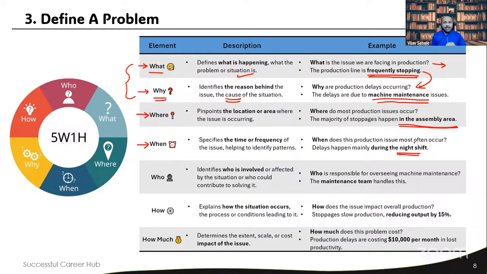So it is very clear now. There is a problem in assembly area during the night shift because of the machine maintenance issues. Because of that, our production lines frequently stopping, right? So this is the beauty of this tool. We just answered these four questions and we got so much clarity about our problem.